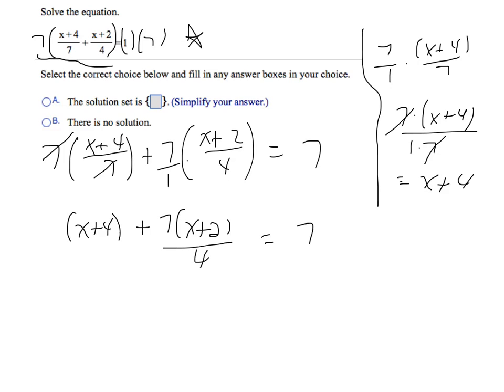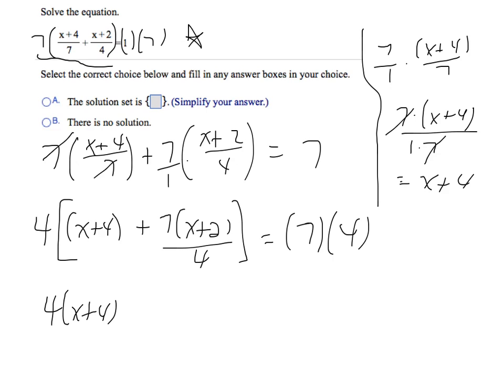So I still see I have a fraction in this problem that has a denominator of 4. And so I'm going to multiply both sides of this equation by 4. So 4 times all of this, and 4 times all of that. So literally everything on the left times 4, everything on the right times 4. So again, when I distribute that multiplication by 4 through, I'll have 4 times x plus 4 first, that's here, and then I'll have 4 times this term. So I'll have 4 times 7 times x plus 2 over 4. And over here I have 28.